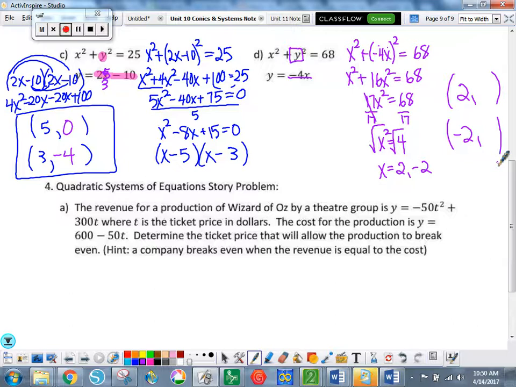How do you find what goes here? Plug it in. So if we plug in the 2, negative 4 times 2 is negative 8. If I plug in the negative 2, negative 4 times the negative 2 is a positive 8. Are we done? I'm never doing that again.